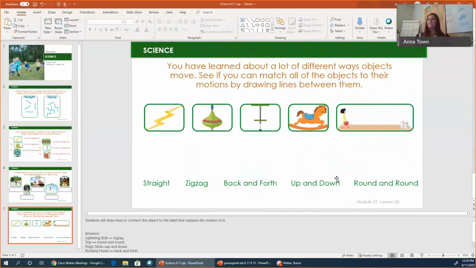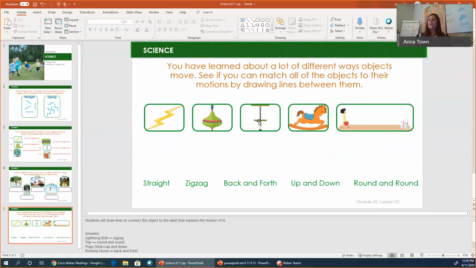Okay, we are going to match the words to the picture. What is a lightning bolt? Is it straight, zigzag, back and forth, up and down, or round and round? It is zigzag. It's not moving for me, so the lightning bolt is zigzag, excuse me. Now the top, is that straight, zigzag, back and forth, up and down, or round and round? Round and round. The top goes round and round.